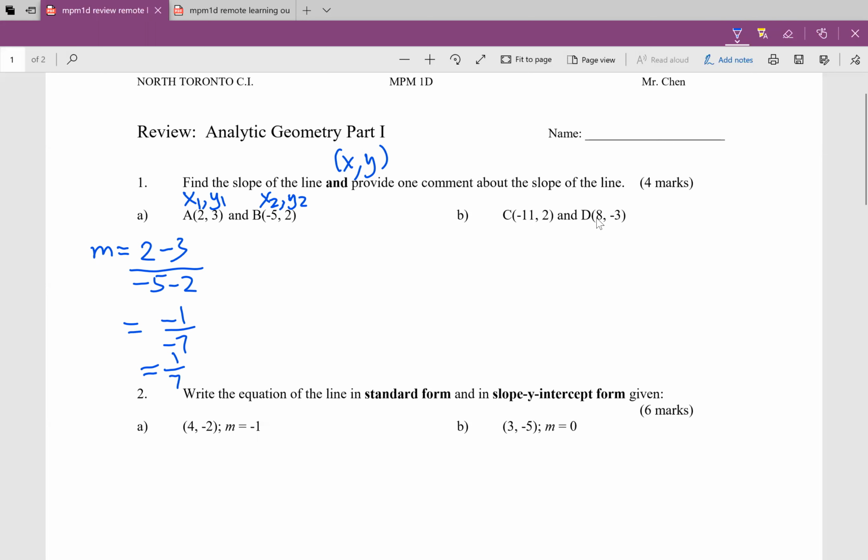Now we have to comment about this line. This line happens to be a rising line. It's a shallow line, but nonetheless it is rising. It rises 1 unit and runs 7 units.